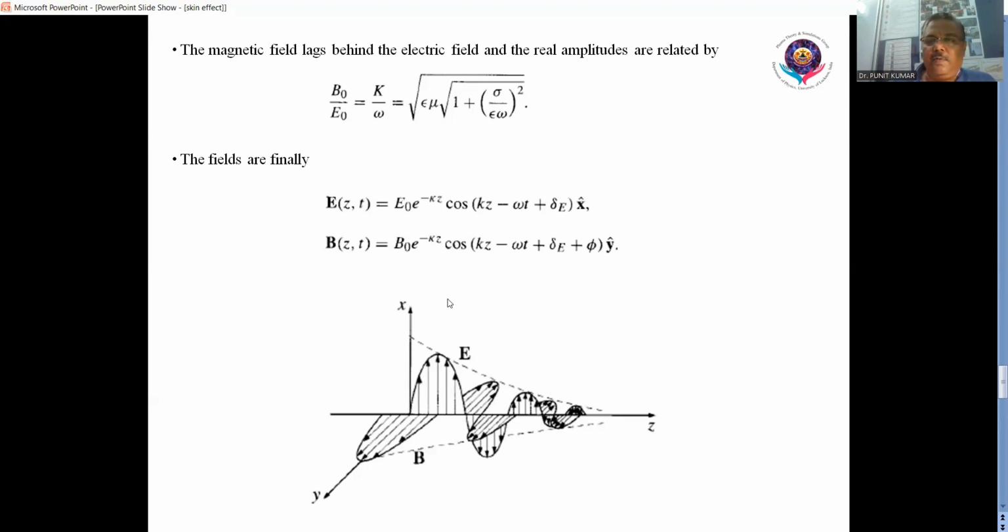So we discussed the behavior of the electromagnetic wave and the importance of the skin effect, and calculated the skin depth.